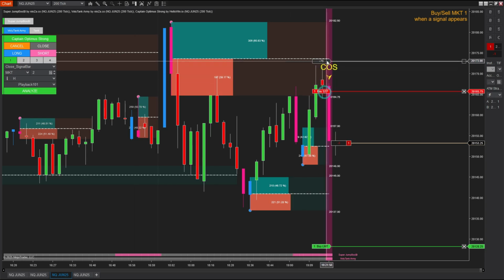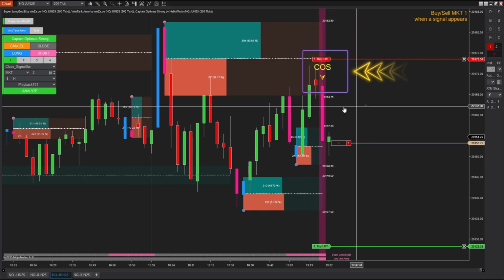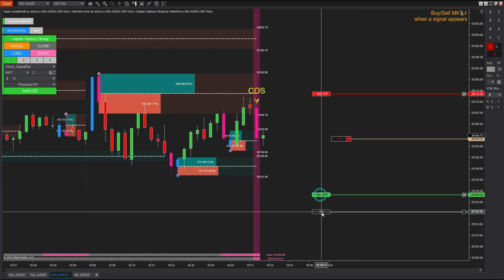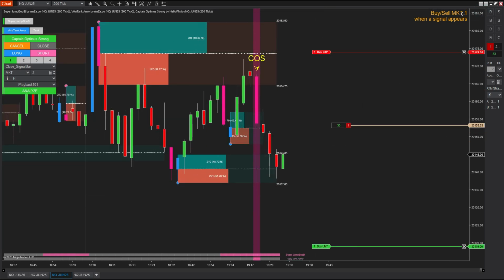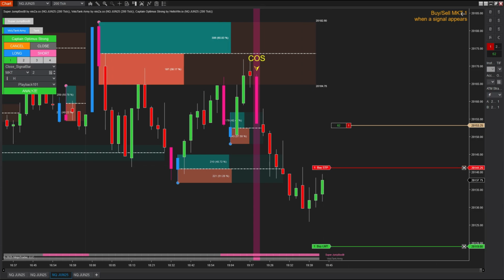First, with the setup combining VoluTank Army and Super Jump Boot inside Captain Optimus Strong, the system successfully detected a qualifying signal and executed the sell trade automatically.